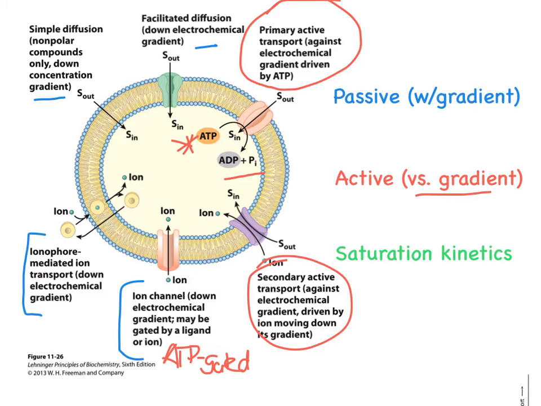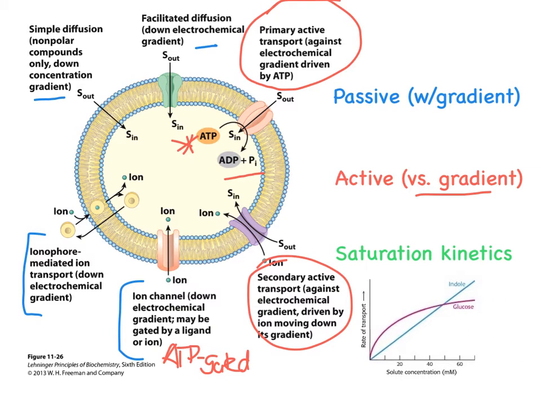The other thing I wanted to point out was saturation kinetics. If you are looking at a simple diffusion process, such as indole crossing the cell membrane, you see we have linear kinetics. As long as we increase the concentration of the indole that's available, we will increase the rate of transport.